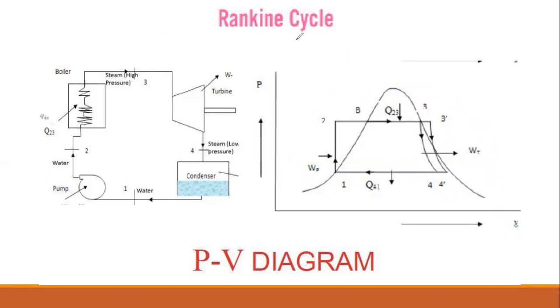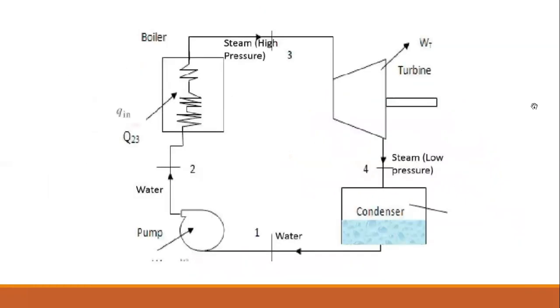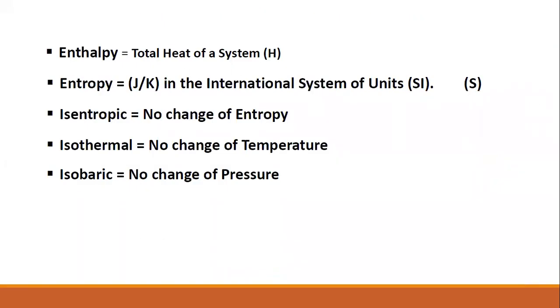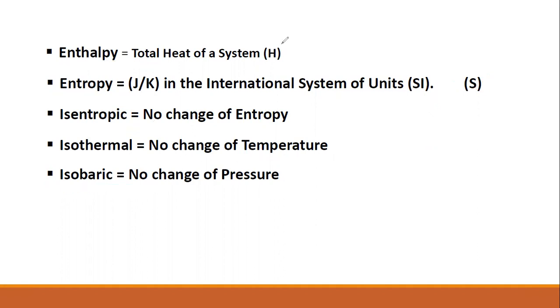Okay, so that's it for today's class, my student. Today's class is totally based on these main three diagrams and also related to four or five main terms: the enthalpy, the entropy, the isentropic, the isothermal, and the isobaric. So always also read those. Inshallah, from the next class, we will start some other topics also. So that's it for today, my student.